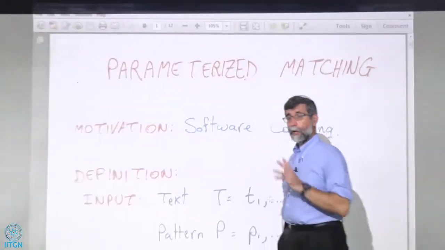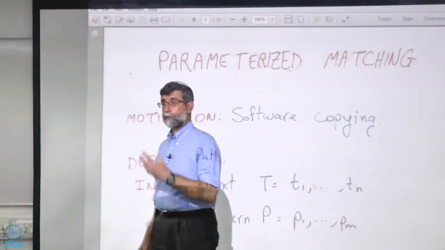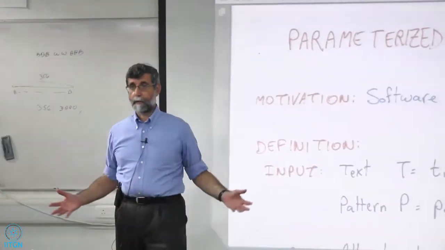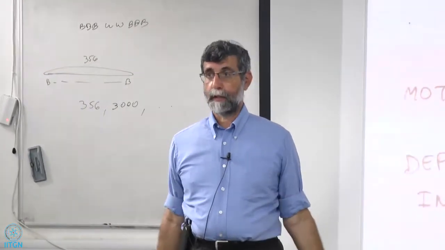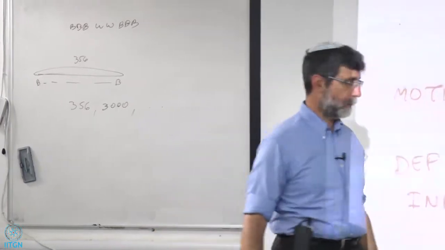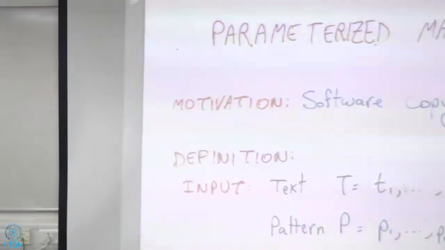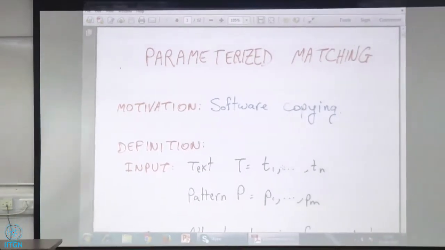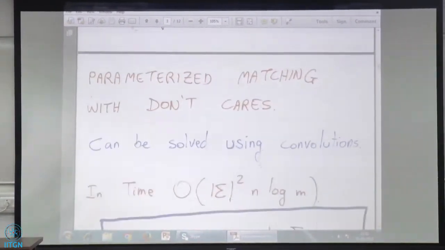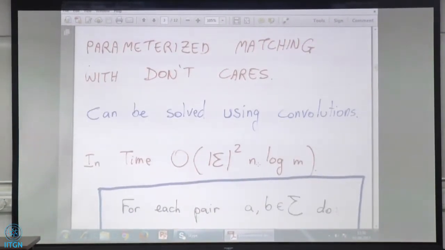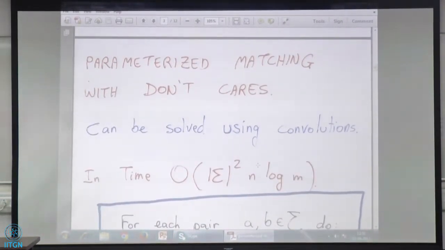So now what we want to do is solve parameterized matching, but with don't cares. We have a text with don't cares. We have a pattern with don't cares. And we want to do parameterized matching. How do we do it? Okay, so let's skip all the parts that talk about what parameterized matching is, because we know that. Let's just look at parameterized matching with don't cares.